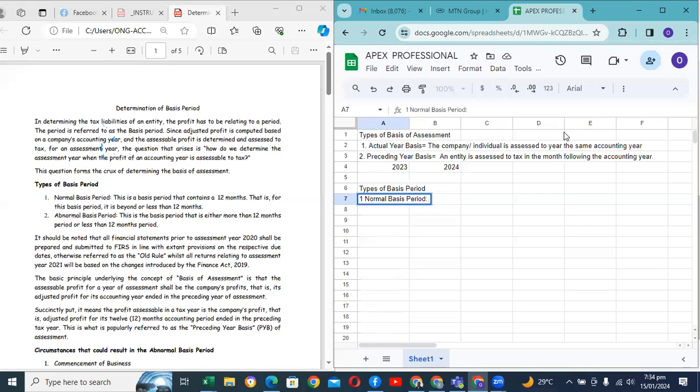All right. Normal basis period. A normal basis period is a basis period that contains a 12-month period. And you will agree with me that it follows the Gregorian calendar, yes or no? Yes, it does. A Gregorian calendar follows 12 months, so this also follows 12 months. So when a year is 12 months, for instance, January to December, February to January, or March to February, if it is 12 months on the basis period, then you say that basis period is a normal basis period. The second one is abnormal basis period.